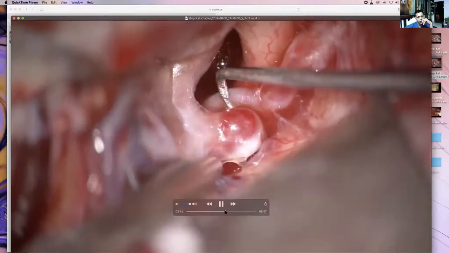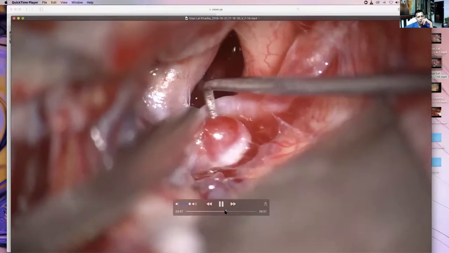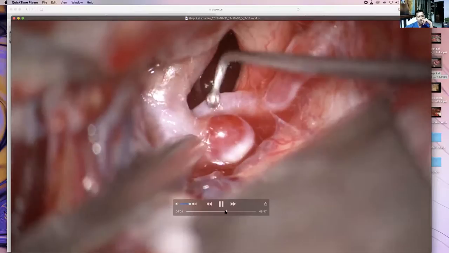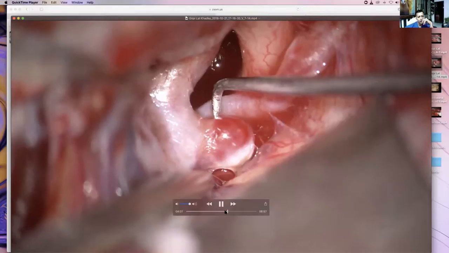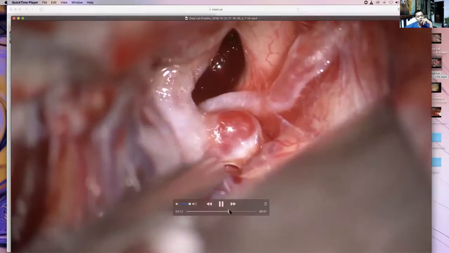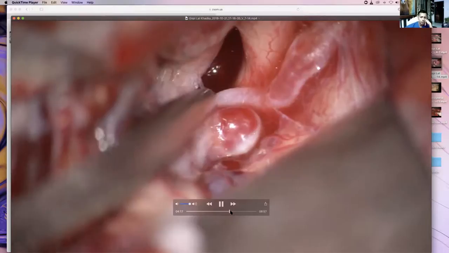Making space for the clip, separating that aneurysm from the A1, making sure that our clip doesn't catch any part of A1. You must understand, it's a ruptured aneurysm. The other one, PCOM, was not ruptured. So PCOM, I could take a little bit more liberty. But this one, one has to be extremely careful.